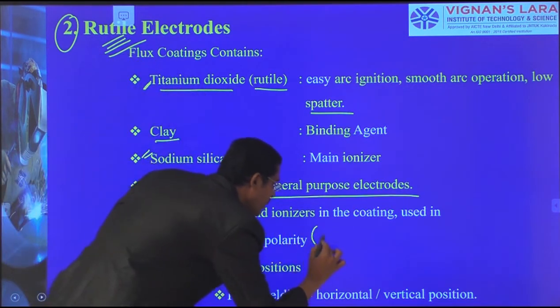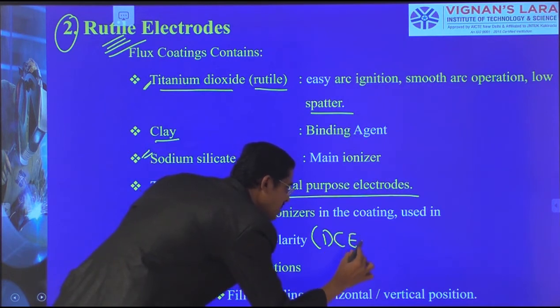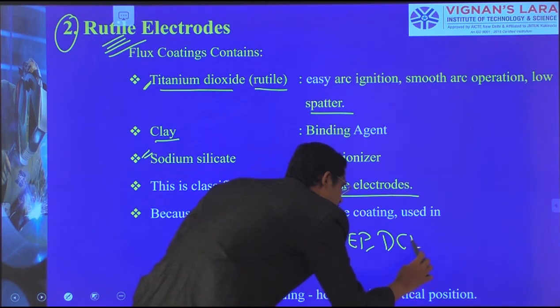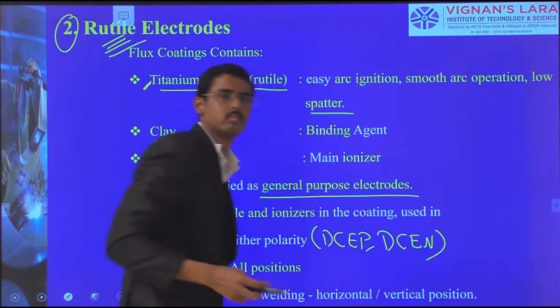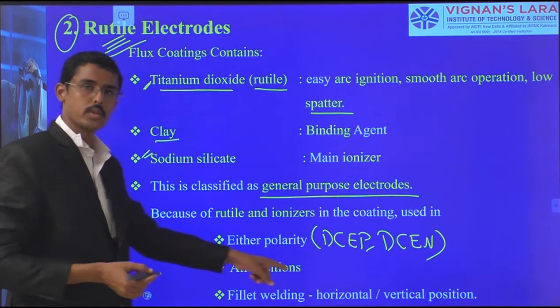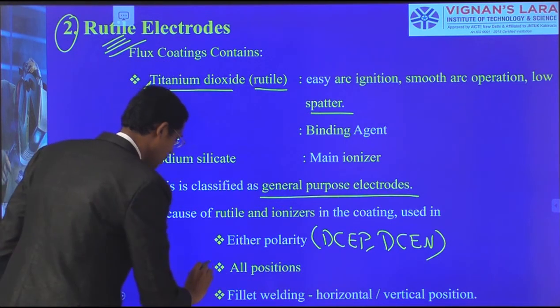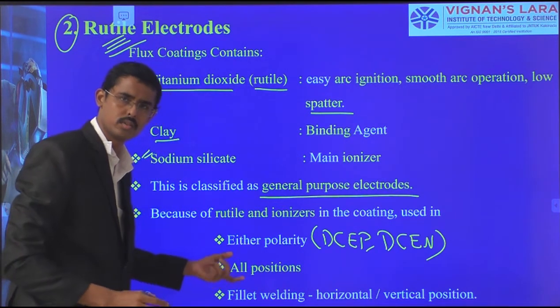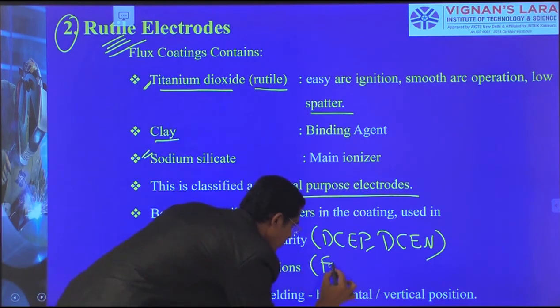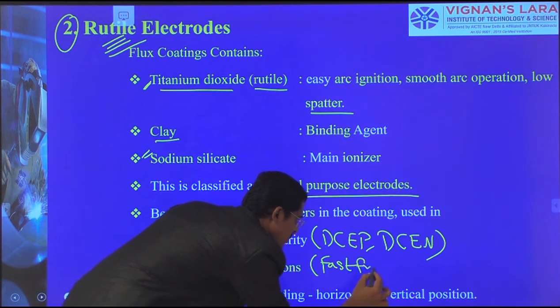What is this either polarity? It can be used with direct current electrode positive, DCEP, or otherwise direct current electrode negative. Positive receives heat. All positions. Good, whether it is vertical upward or overhead, whatever it is. So somehow this means fast freezing is there. Fast freezing.